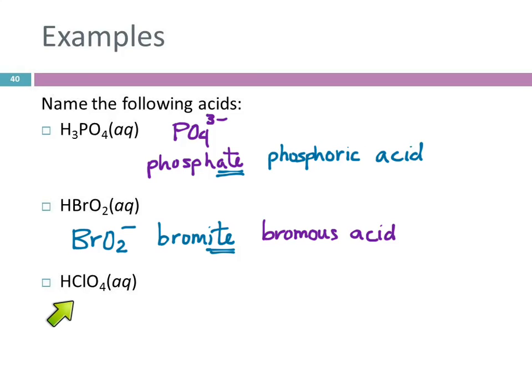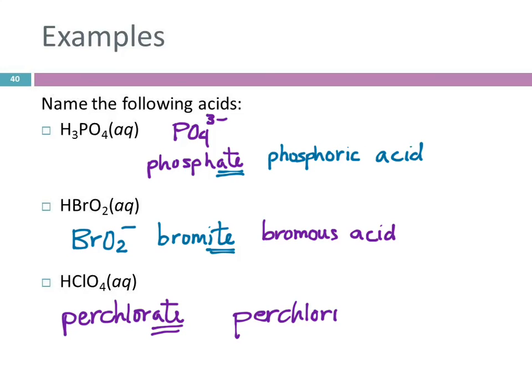HClO4. Cover up the H. What's the name of the ClO4? Perchlorate. Chlorate is ClO3. This is hyper. It's got extra oxygen, extra energy. This is perchlorate. So we change the H to what? Ic. So perchloric acid.